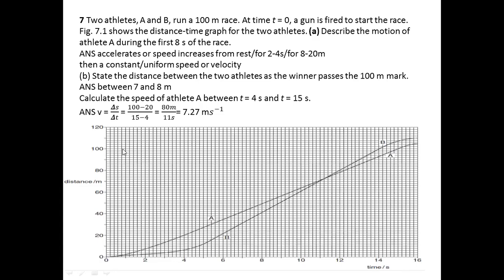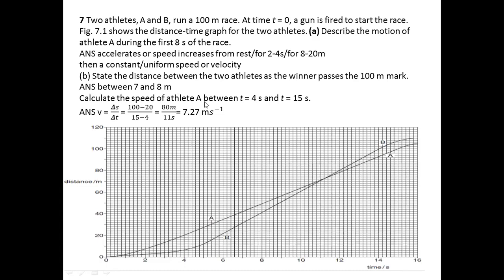What you have to do is see which point corresponds to 100 meter, and then what is the distance along the vertical line between the two lines of the graph. It will be equivalent to 7 to 8 meter.